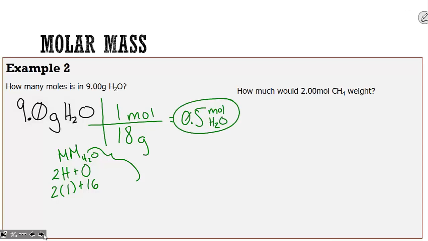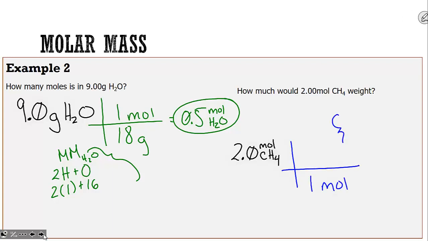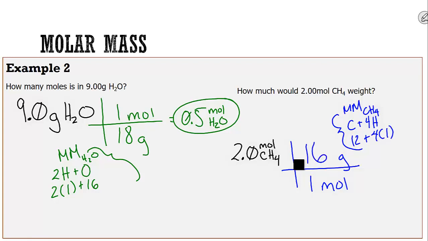If you have 2 moles of methane, what is the mass of 2 moles of methane? Well, I can convert from moles to grams using the molar masses off the periodic table. For every 1 mole, there are some number of grams of methane. So the molar mass of methane would go here. So 1 carbon and 4 hydrogens. So that would be 12 plus 4 times 1, which is 16. So our 2 mole sample would have a mass of 32 grams.